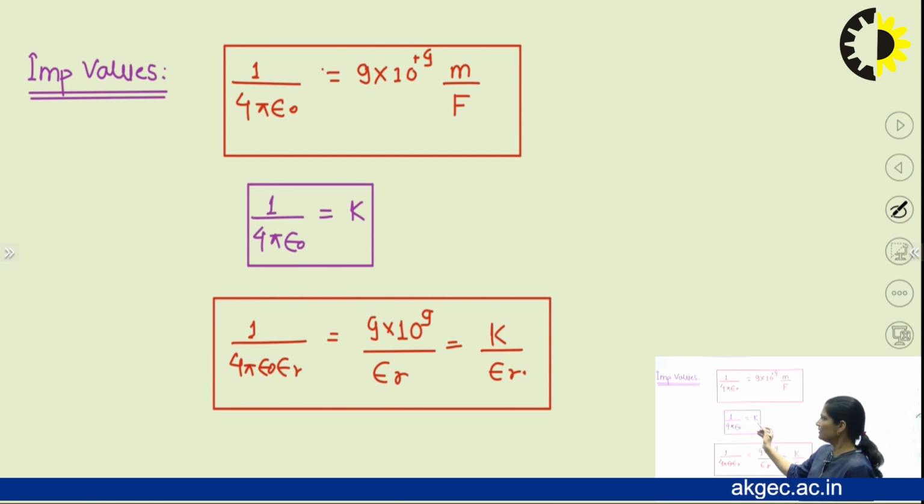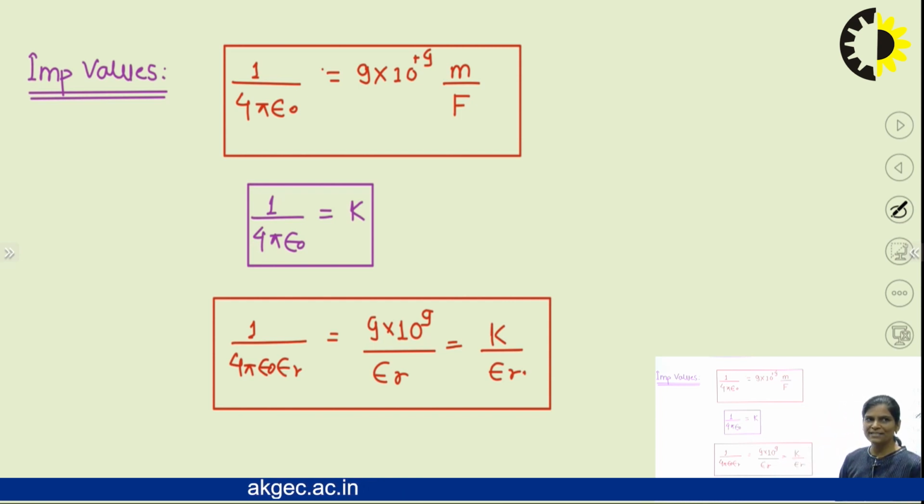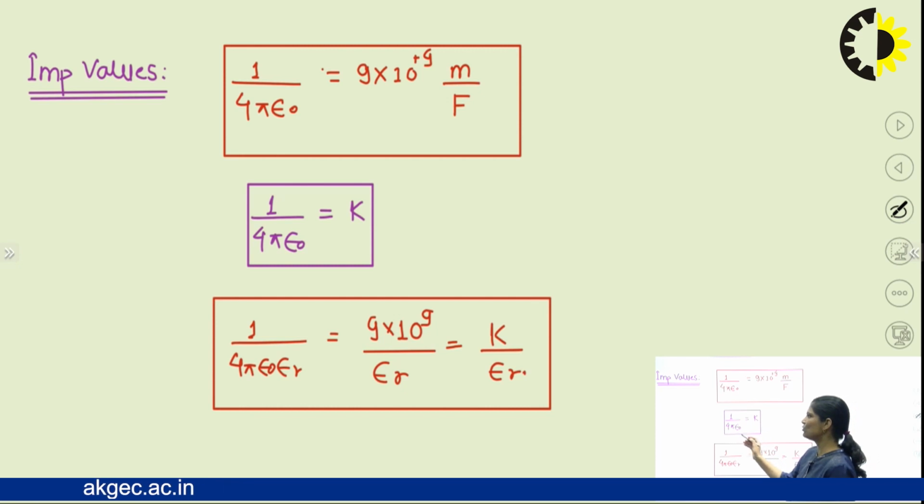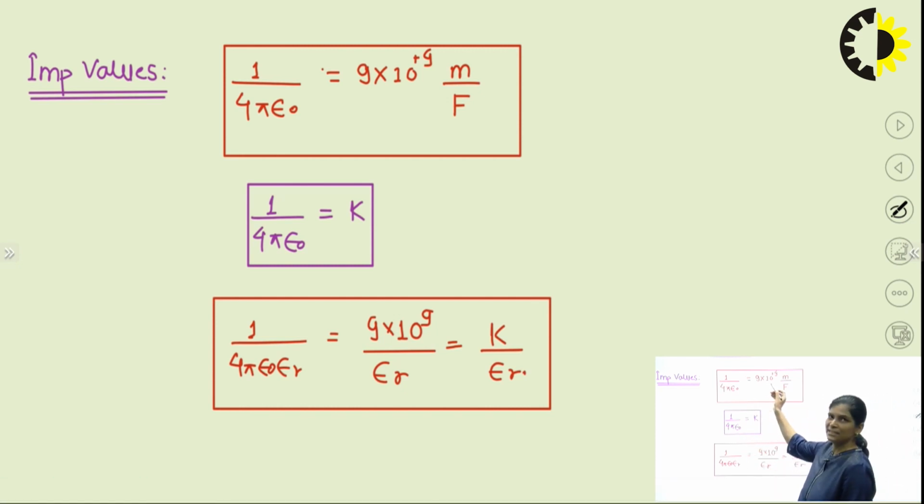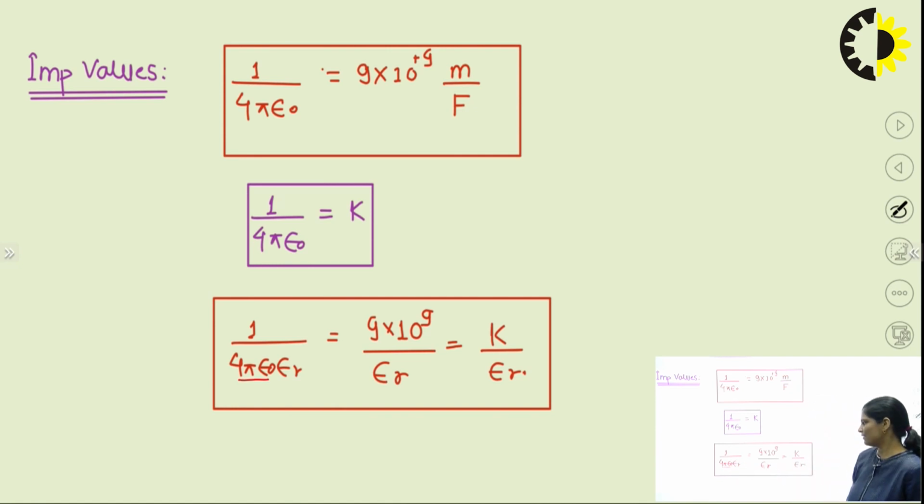Now here K is equal to what? K is equal to 1 upon 4 pi epsilon naught. If you have a formula in the form of K, then you can put the value of K, that is 1 upon 4 pi epsilon naught, which is 9 into 10 to the power 9. And 1 upon 4 pi epsilon naught epsilon r is equal to K upon epsilon r. So these are the important values you should remember.